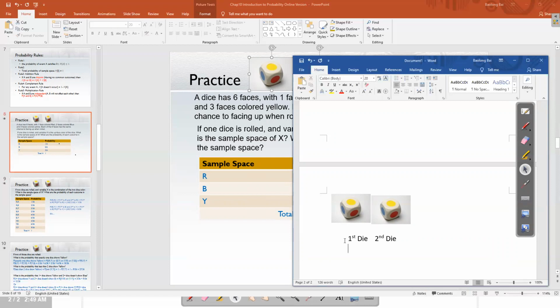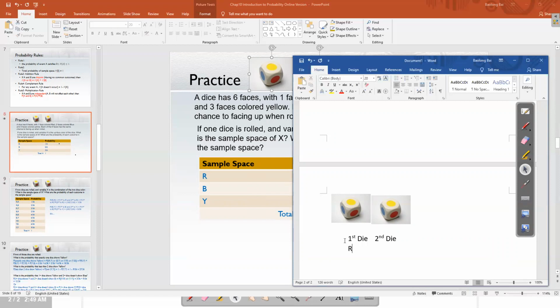So we know one possibility is red and red, right? Both dice could be red. And then what is the sample space? Can you list all the possible outcomes? Some students are going to struggle on this. So there's a very systematic way to do this.